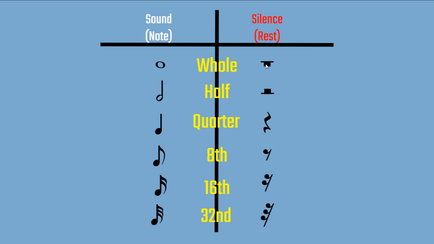Remember that this is a whole rest because it has a hole. You fall into the hole. This is a half rest because it's a top hat. Okay, and this is the quarter rest because it's the only one that looks like a lightning bolt, weird backwards 3 type deal.